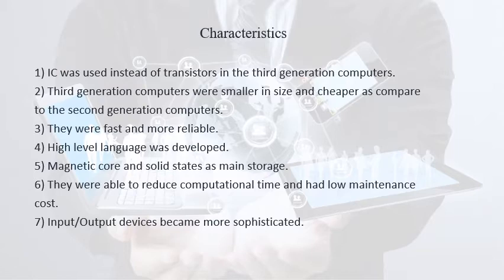Number five, magnetic core and solid state as main storage. So in this generation, with magnetic core and solid state as main storage, they were able to reduce computational time and had low maintenance cost. Number seven, input output devices became more sophisticated. So here are the characteristics of third generation computer.